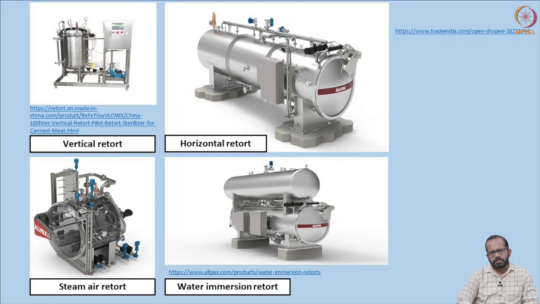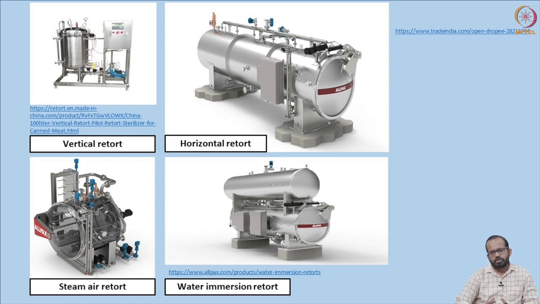And different kinds of commercial retort setups are there, like vertical retorts, horizontal retorts, steam air retorts, and water immersion retorts. In water immersion retorts, superheated water at around 122 degrees Celsius is used. The water is heated, and that superheated water is finally used for heating the containers. The advantage of the water immersion retort is that steam is used to heat the water, and then the superheated water is used to heat the container. So the advantage is that uniform heating is there, and the time is also comparatively less.